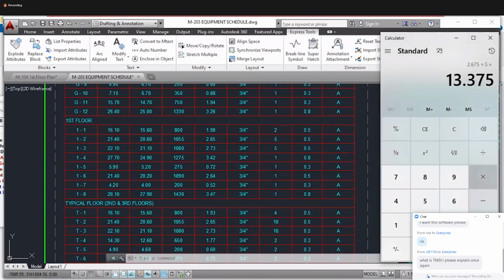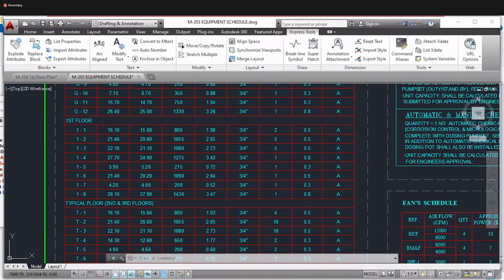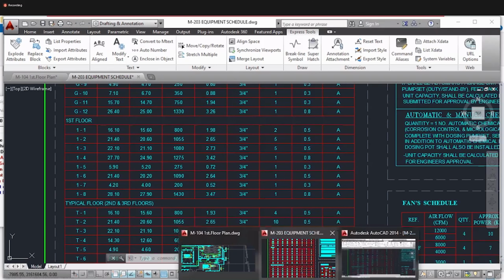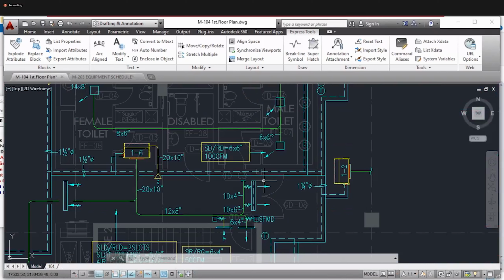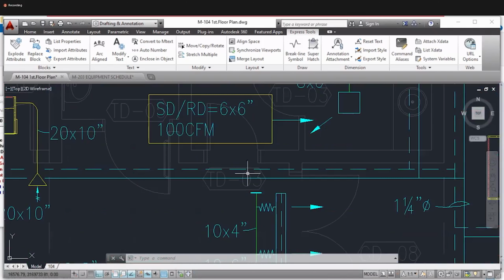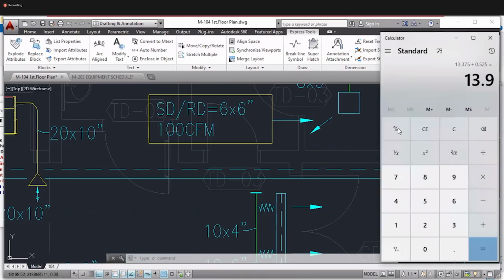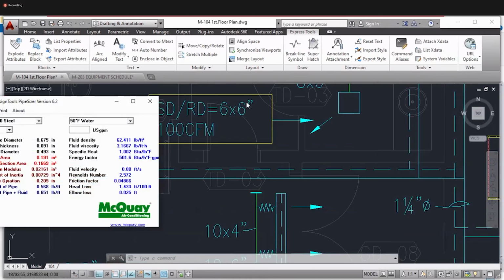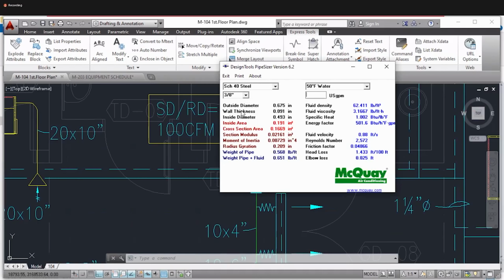13.375 plus 0.525, which is 13.9 GPM. So the total GPM in this main header, the volume of water flowing through this pipe, is 13.9 GPM. We will use the pipe sizer. We will go with 1 inch. Let's see, 13.9.